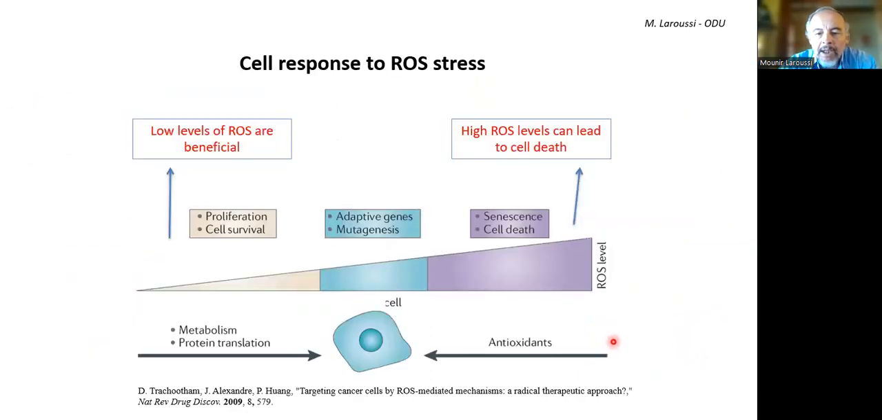This is another schematic that illustrates some of that, where this here is the ROS level. For low levels of ROS, you can cause beneficial effects, such as proliferation and cell survival. And then, of course, as the ROS level gets higher, you start causing some problems, including even mutation or things like that. And then as the ROS level gets really high, you can cause cell senescence and even cell death. So low levels of ROS are beneficial, while high levels of ROS can lead to cell death. And again, our cells are always trying to establish a certain balance between oxidative stress and creating antioxidants.